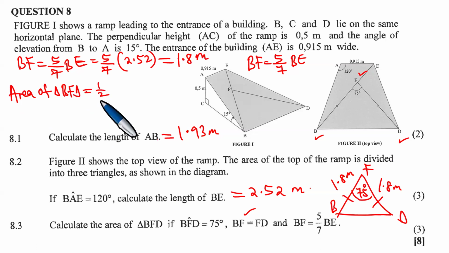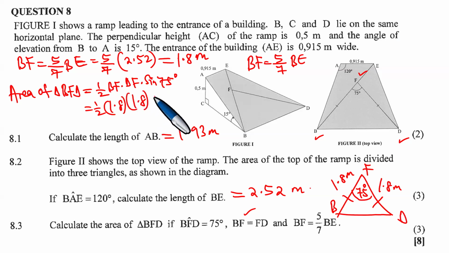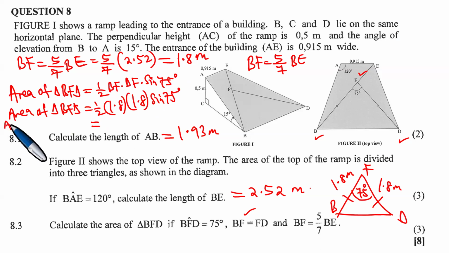is actually equal to half. So it's going to be half BF, DF, the sine of the angle included, which is 75 degrees. So this is 1/2. What is BF? It's 1.8. And the DF is also 1.8. The sine of 75 degrees, which is the area of triangle BFD.